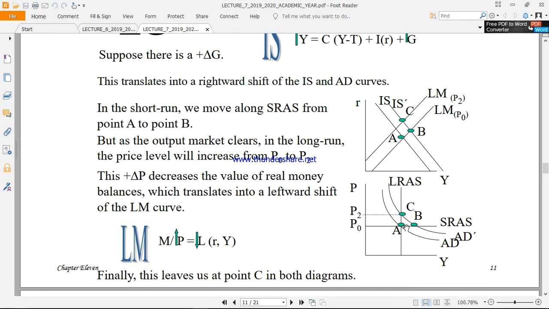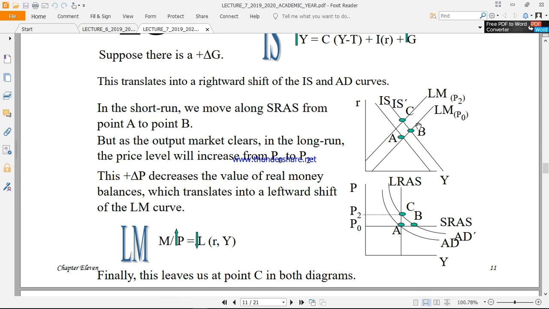So what is happening is this: because of an increase in government expenditure, your income is going to increase, and now that your income has increased, you're going to increase your demand. So that is why the aggregate demand curve is shifting from AD to AD prime there. But since the price is fixed, you're just going to move along the short-run aggregate supply curve from point A to B, and that is depicted by an upward shift in the IS curve from point A to B.